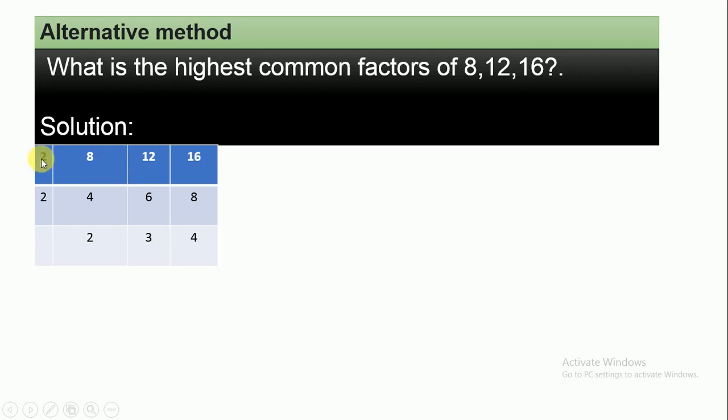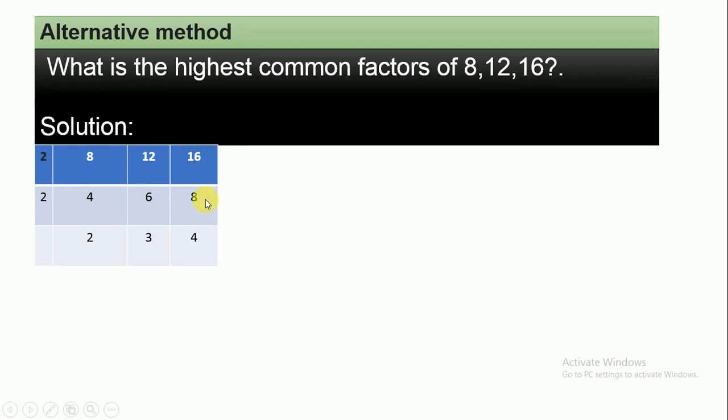So in this case, 2 goes in 8, 12, and 16. That's why we use the prime number 2. So 2 goes in 8, 4. 2 goes in 12, 6. 2 goes in 16, 8. Mind you, this is an alternative method of finding HCF.